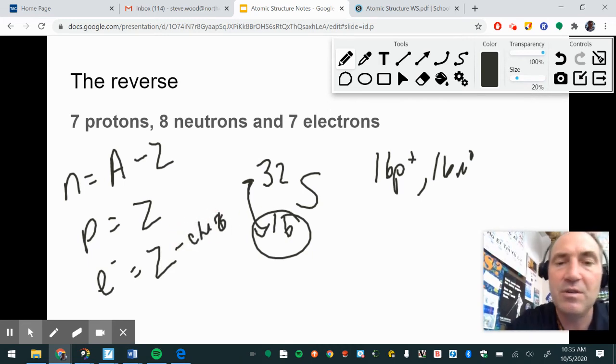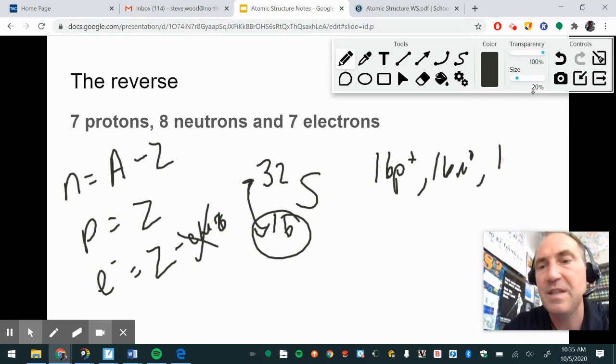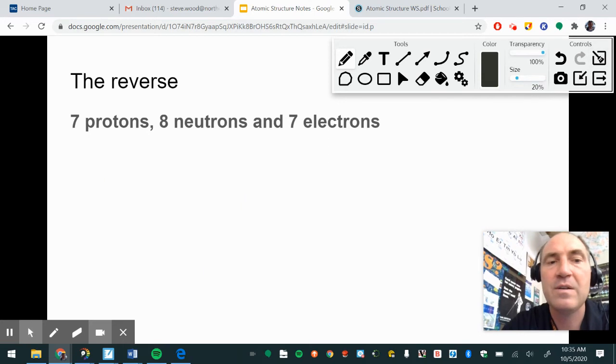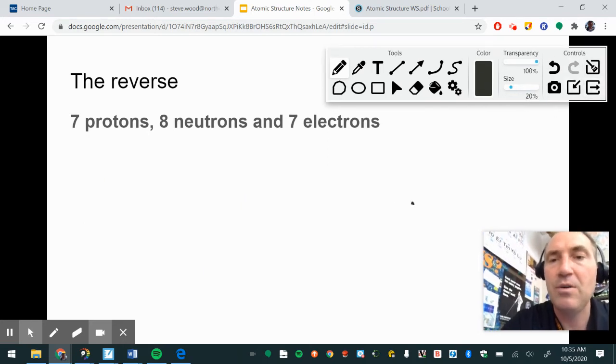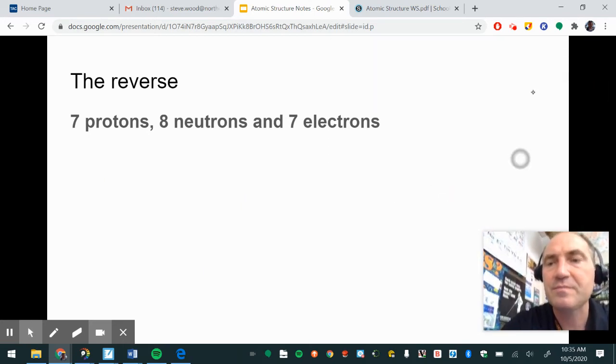Now, since this has no charge, it's just the atomic number. So this part is just the atomic number. So it would have 16 electrons. Okay, let's keep going. We're having too much fun.